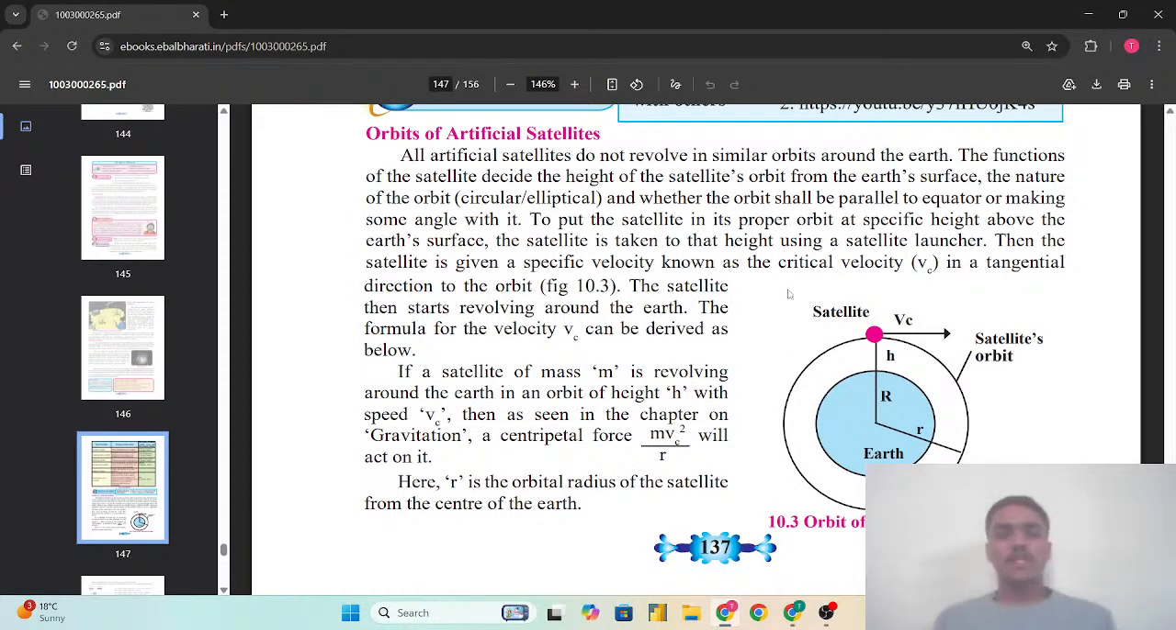The orbits of the artificial satellite: all the artificial satellites do not revolve in similar orbits around the Earth. So there we saw that critical velocity plays an important role, because of which the satellite gets set in the orbit. Given in the tangential direction to the orbit, the satellite then starts revolving around the Earth. The formula for the velocity vc can be derived as below.